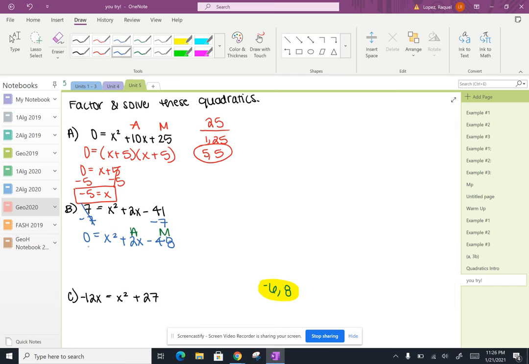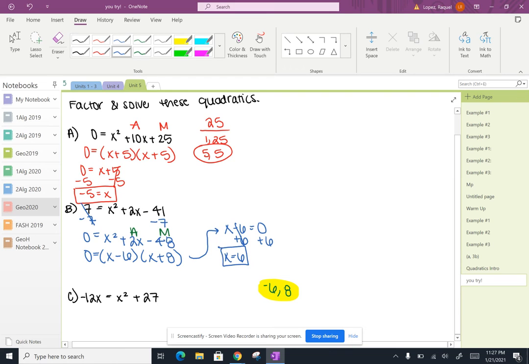Okay, so when I plug that into my structure, I'm going to end up with x minus 6 times x plus 8. And then we want to use the zero product property. So I'm going to set x minus 6 equal to 0 and solve, and I end up with x equals 6. Then I also have to set x plus 8 equal to 0, and I end up with x equals negative 8. So these are my 2 solutions for this problem.